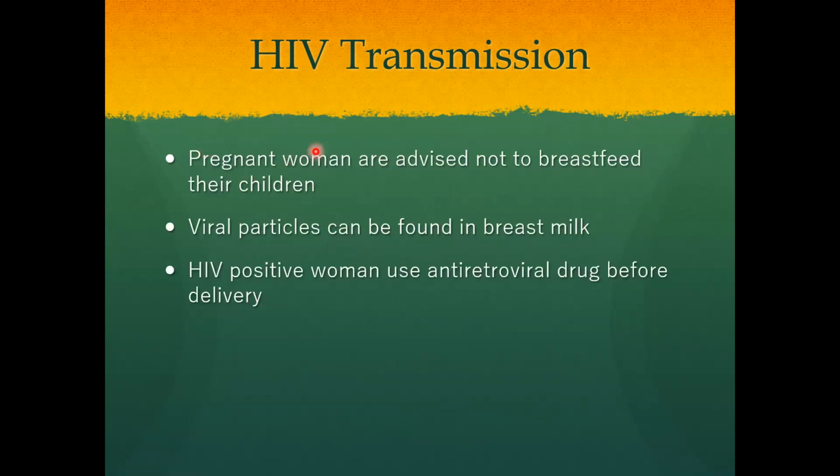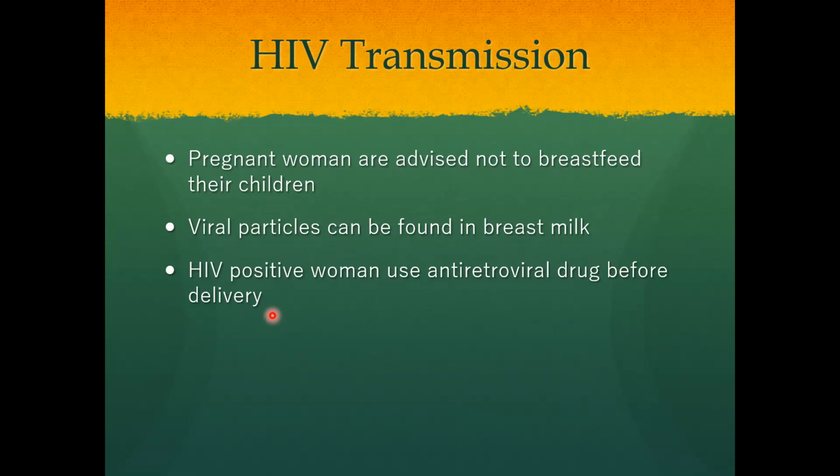Then pregnant women also, they're advised not to breastfeed their children because this virus actually is found in the breast milk, right? And if it's known that a pregnant woman is suffering from AIDS, right? So she should be given an antiretroviral drug. Retroviral because again, this virus contains RNA, right? Okay, so antiretroviral drug before delivery. So this has to be given so that she develops antibodies, and then antibodies are passed on to the child before it's born.